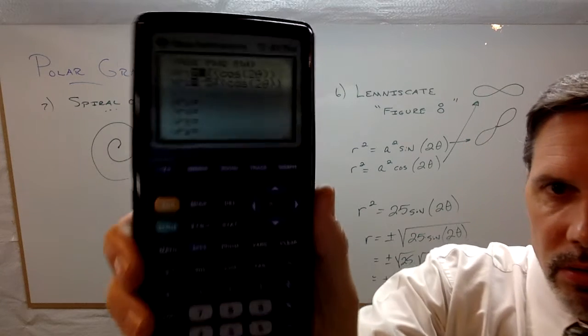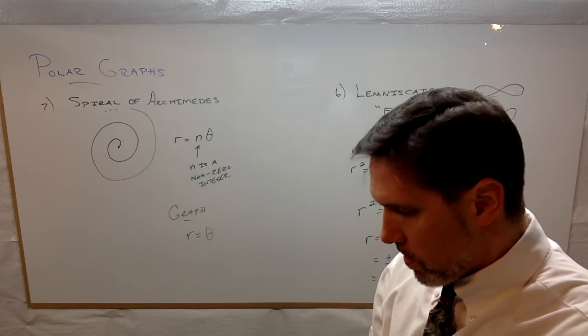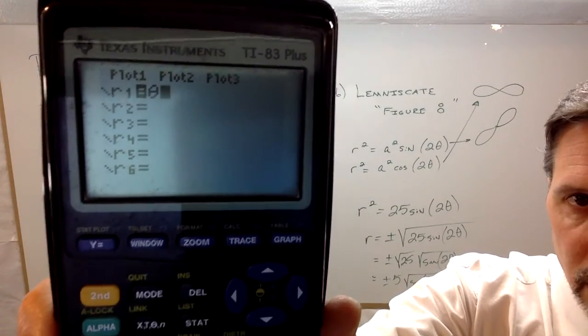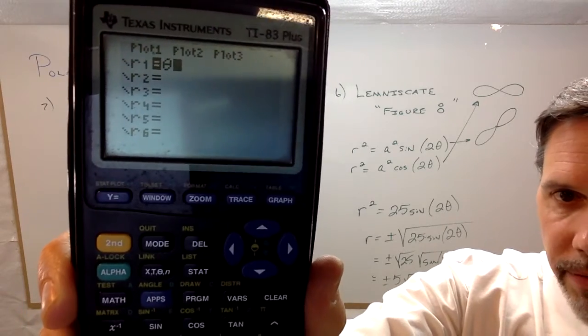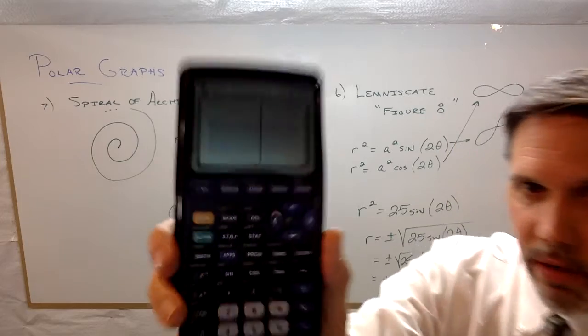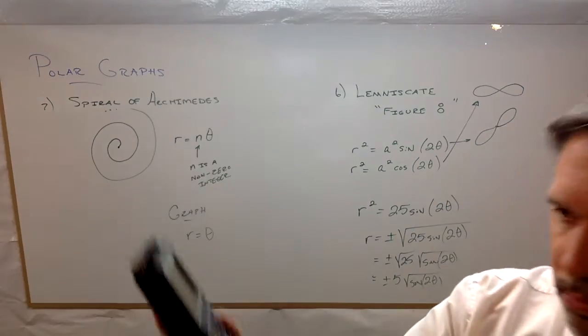All right, let's go back to this, clear these two out. And all we have to do is, simple as it gets, r equals theta. Now, if I just hit graph right now, let's find out what it does, just to see in the viewing window I have. Okay, that looks absolutely terrible.